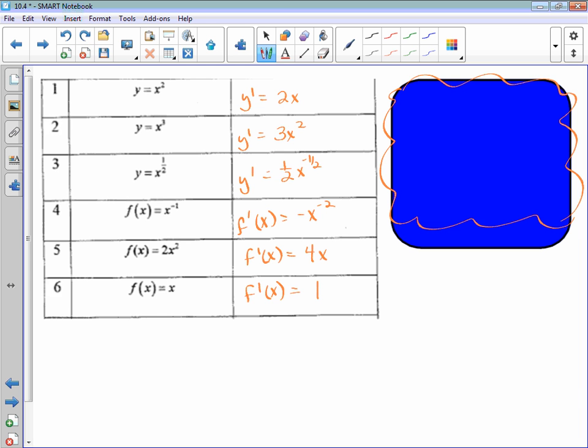So first, let's look at it. What's happening to the exponent every time? This was a 2, now it's a 1. This was a 3, now it's a 2. Going down by 1, right? You're subtracting 1 from the exponent, and the original exponent becomes your coefficient. So the 3 goes in front, x, and then 1 less than that is squared. That's how you find the derivative.